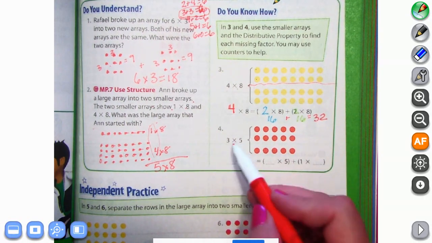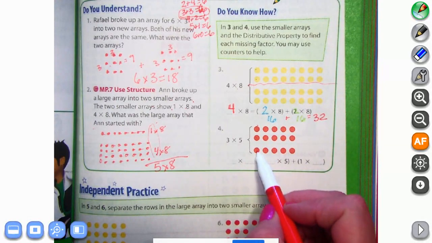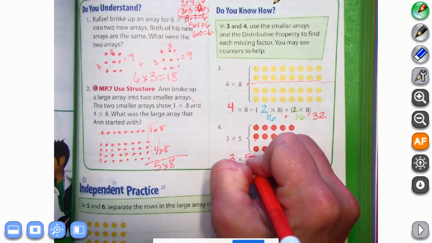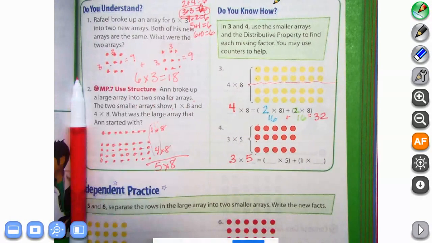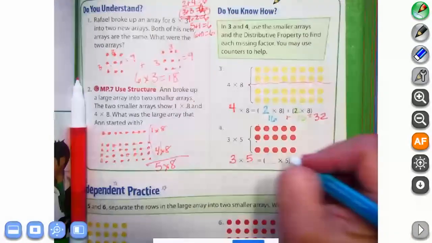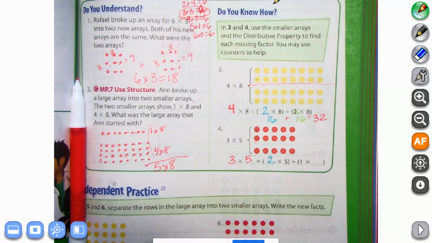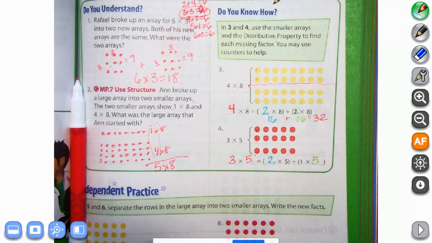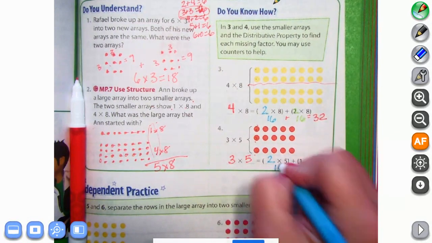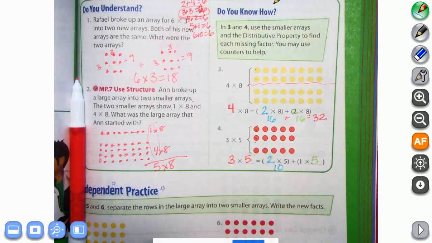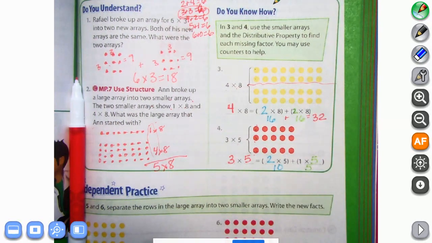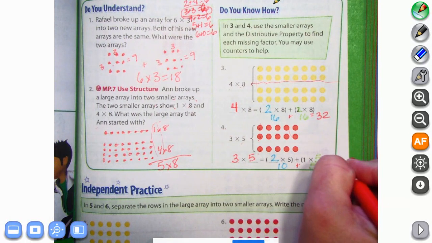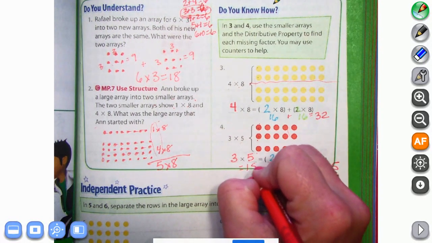Okay, let's do another one. 3 groups of 5. We broke it up into a 2 and a 1: 2 groups of 5 and 1 group of 5. So the main problem is 3 groups of 5. We're going to go with the first one, 2 groups of 5, and the second one is 1 group of 5. So 2 groups of 5 is 10, and 1 times 5 is 5. Now we're going to add them together to make 15. So 3 times 5 equals 15.